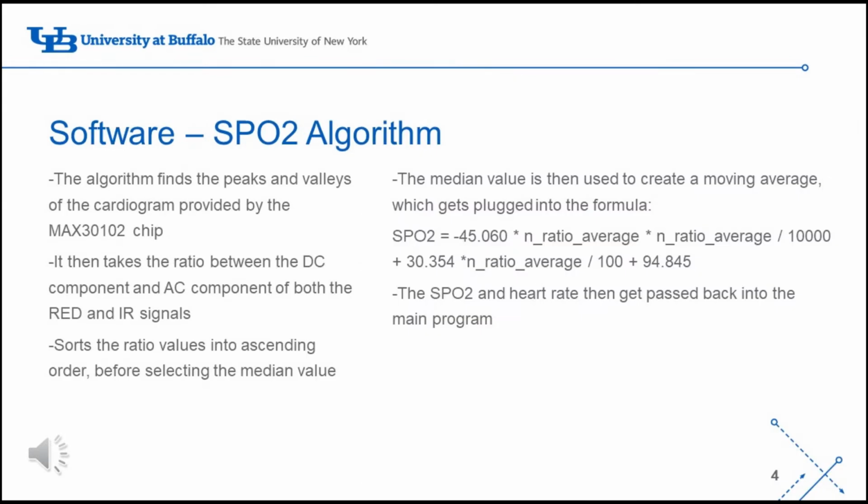Moving on to the software, this product utilizes the SparkFun MAX30102 library to calculate the blood oxygen content. This algorithm functions by finding the peaks and valleys of the cardiogram provided by the MAX30102 chip. It then takes the ratio between the DC and AC component of both the red and infrared signals, sorts the ratio values into ascending order before selecting the median value. The median value is then used to create a moving average which gets plugged into the formula below. The SpO2 and heart rate then get passed back to the main program.